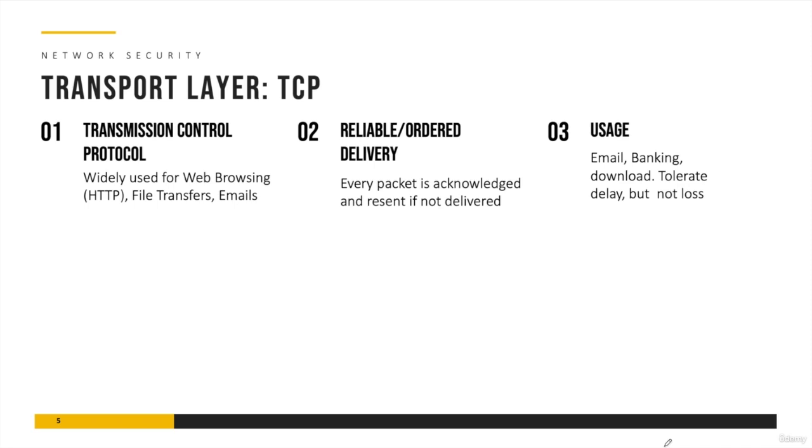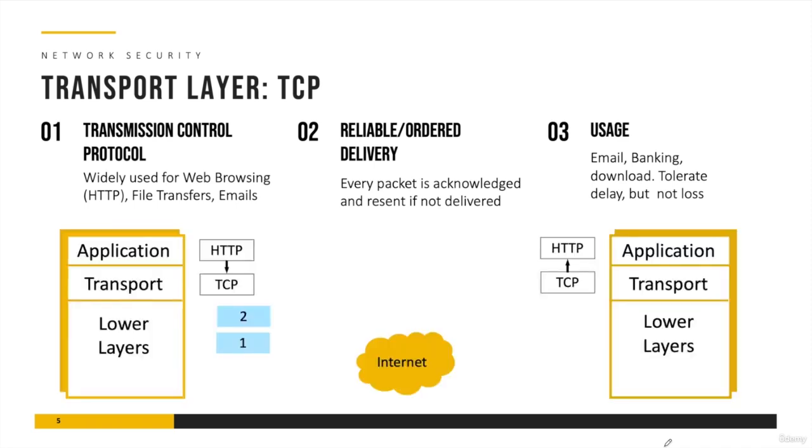You don't want some portions of your email or a file that you're downloading from the internet missing. So that's why TCP is very popular for any kind of delivery which needs 100% reliability. In this example, we have HTTP protocol at the application layer and TCP protocol at the transport layer, and we want to send a couple of packets from this system to the destination system over the public internet.